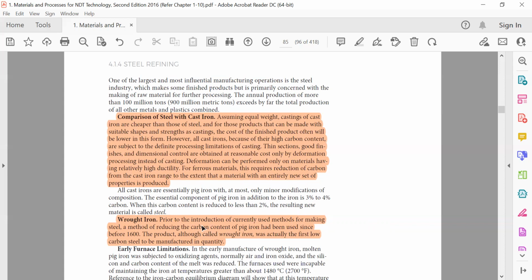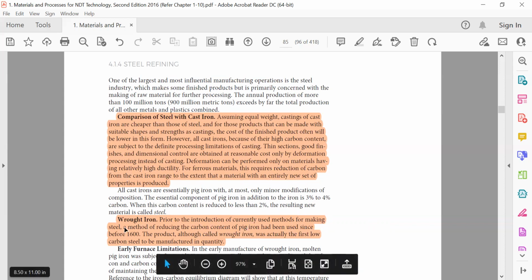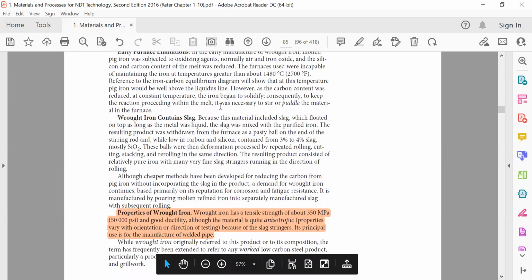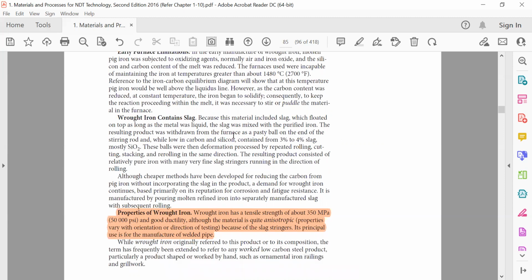Wrought iron. Prior to the introduction of currently used methods for making steel, a method of reducing the carbon content of pig iron had been used since before 1600. The product, although called wrought iron, was actually the first low carbon steel to be manufactured in quantity. Wrought iron contains slag, which floated on top. As long as the metal was liquid, the slag was mixed with the purified iron. The resulting product was withdrawn from the furnace as a pasty ball on the end of a steering rod, with low carbon and silicon content and 3% to 4% slag, mostly SiO2.